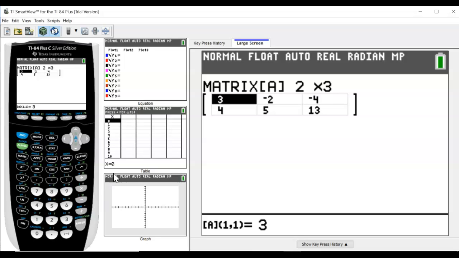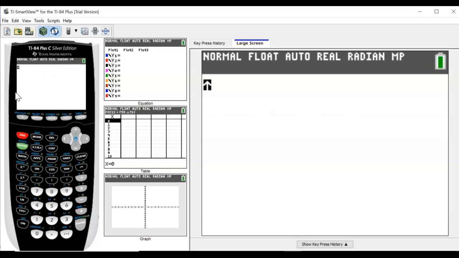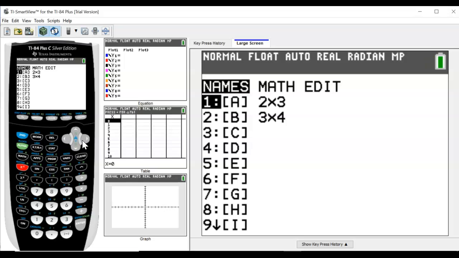Excuse me, 2, -3, 4, and then 5, 4, -7. Okay, we're going to quit that, go back to the matrix menu. Hopefully I did that right.